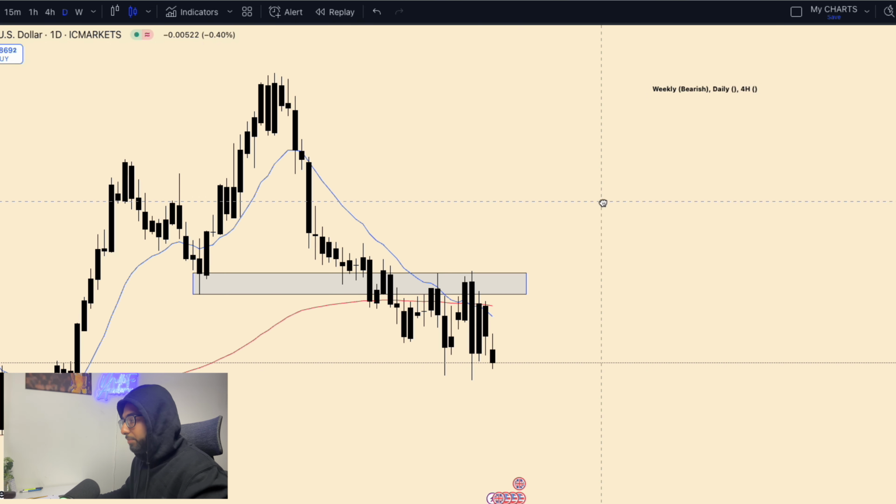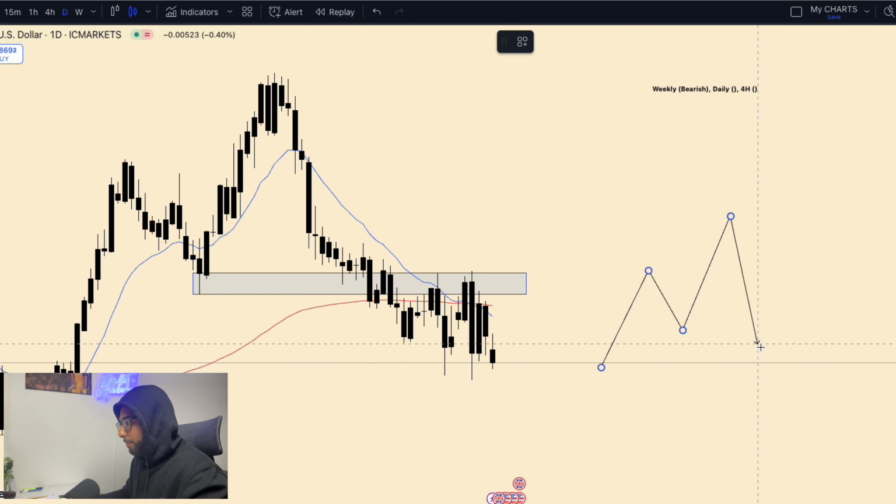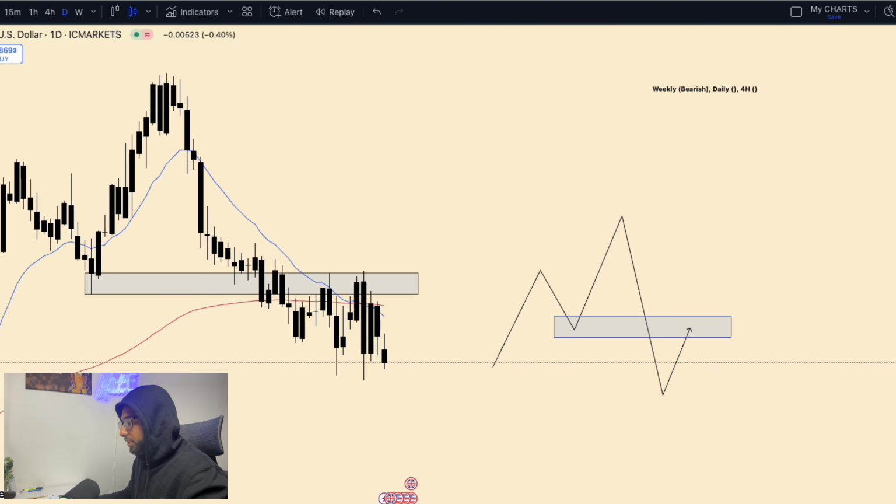Okay, so that's basically very, very simple. It's basically when price has gone up, price has broken, retested this area, and what happens next is price continues the new trend and continues to go down, creating this new trend.